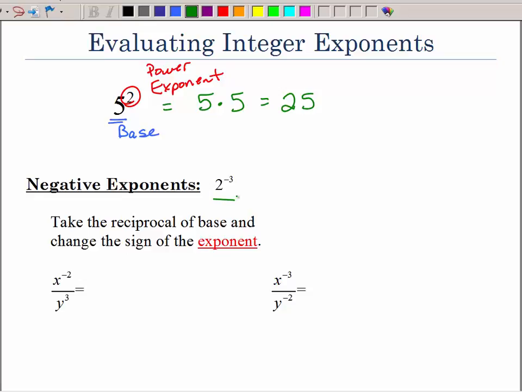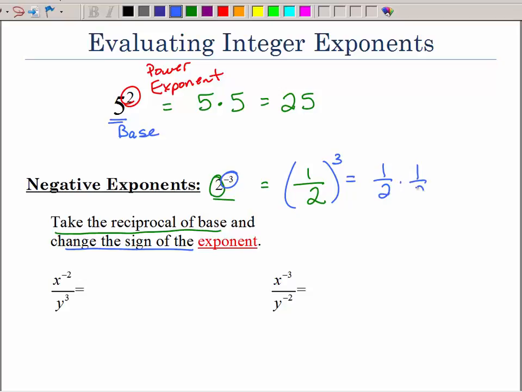It does not mean negative 2 times negative 2 times negative 2. No, no, no. In order to evaluate negative exponents, you have to make them positive. So how do you do that? You want to take the reciprocal of the base. So if the base is 2, the reciprocal would be 1/2, and you then change the sign of the exponent. So since it was negative 3, now it's positive 3. So 2 to the negative 3 means 1/2 times 1/2 times 1/2, which is 1/8.